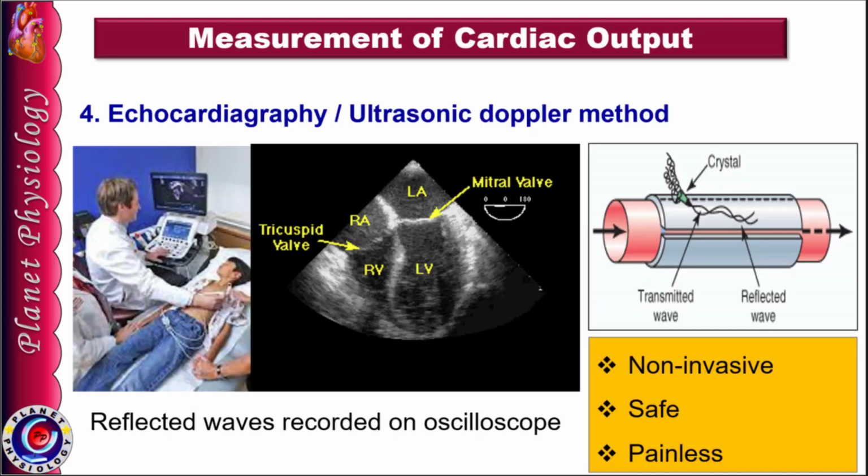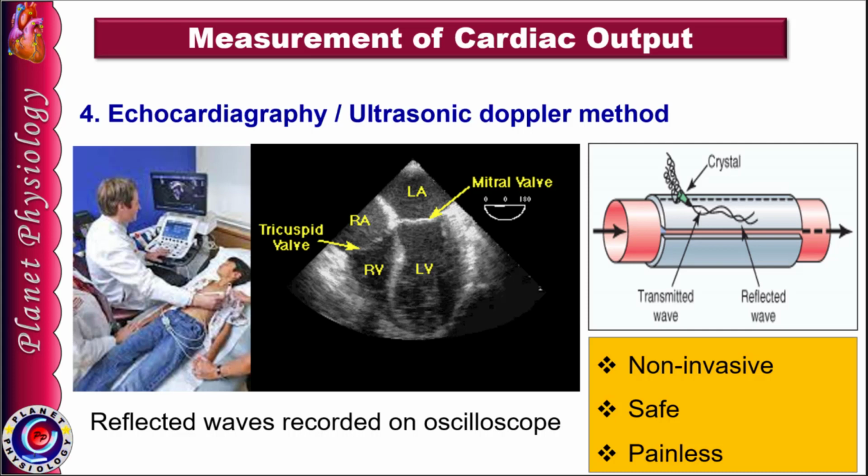Next is echocardiography with ultrasonic Doppler method. This is a non-invasive, safe, painless method for measuring cardiac output. It is routinely performed in the cardiology department as an outpatient procedure. It not only gives ejection fraction but also assesses the condition of cardiac muscles and the valves.